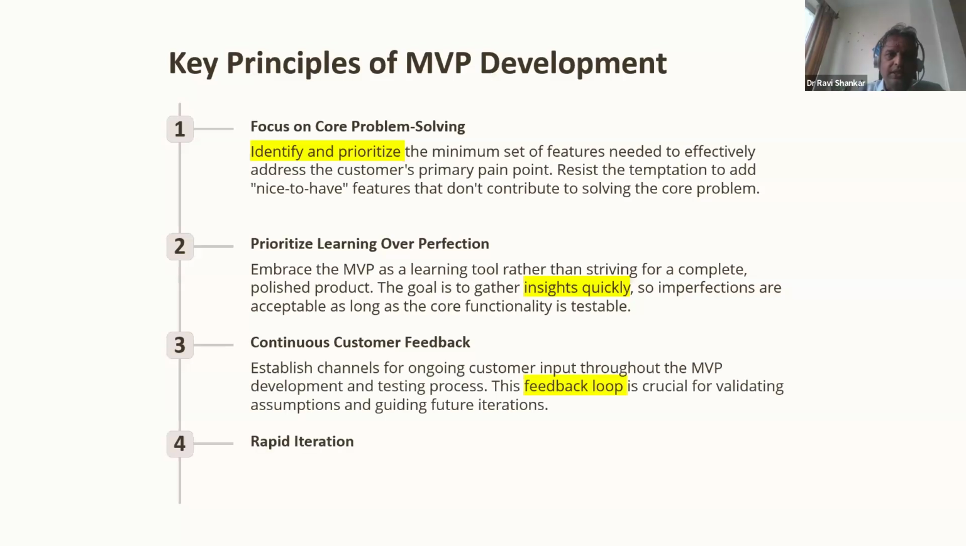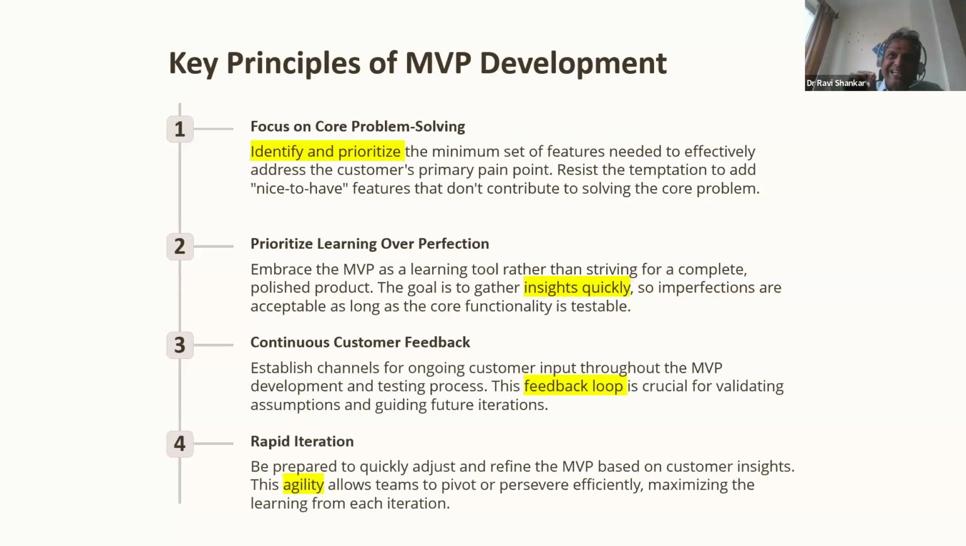The final principle is that of rapid iteration. Time is money. You need to do a lot of iterations and you need to do it fast. That's what MVP allows. It provides you that agility or speed and to pivot or persevere efficiently.